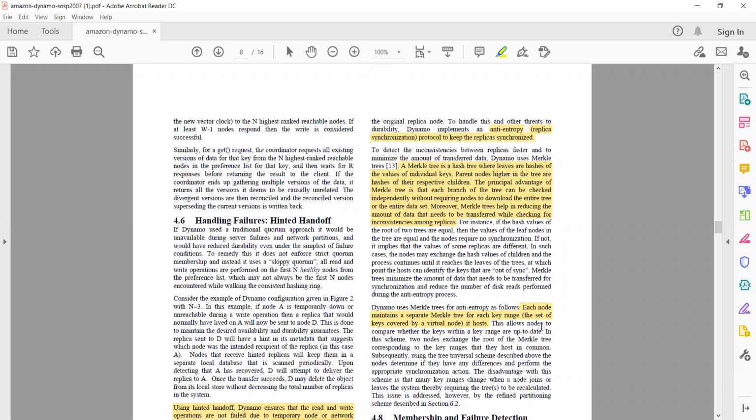The way that happens is each node maintains a separate tree. And what this tree does is that all the leaf nodes of the tree are the hashes of the keys that can be present in that node. We talked about this partitioning idea, right? Each node is responsible for a set of keys. So this tree on that node will have leaf nodes that are the hash values of the keys. And then the parent of those leaf nodes will be the hashes of its children, and so on. So that's how the tree is built.